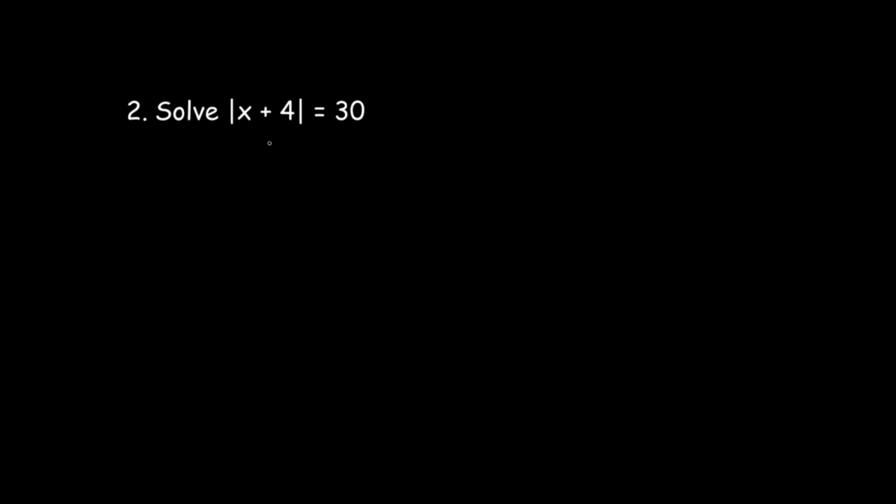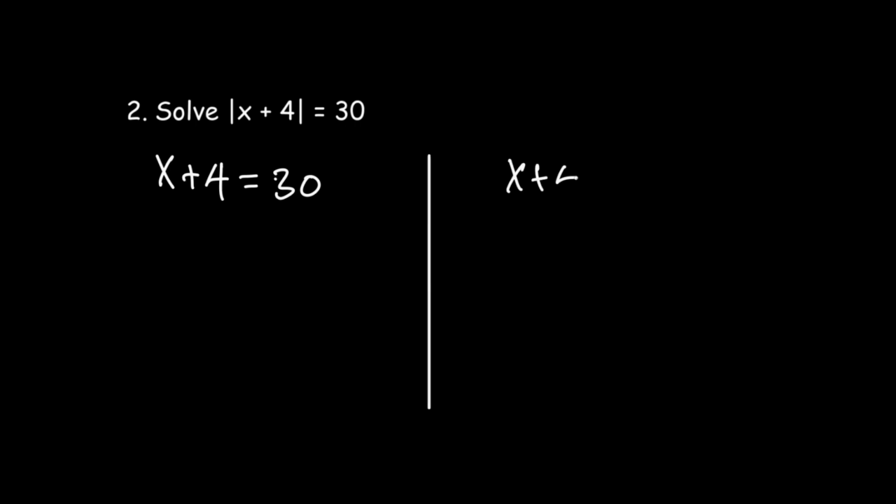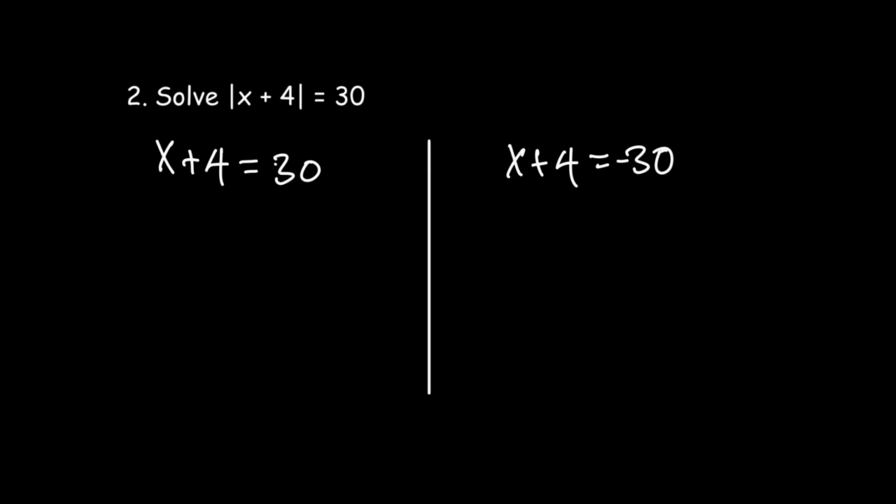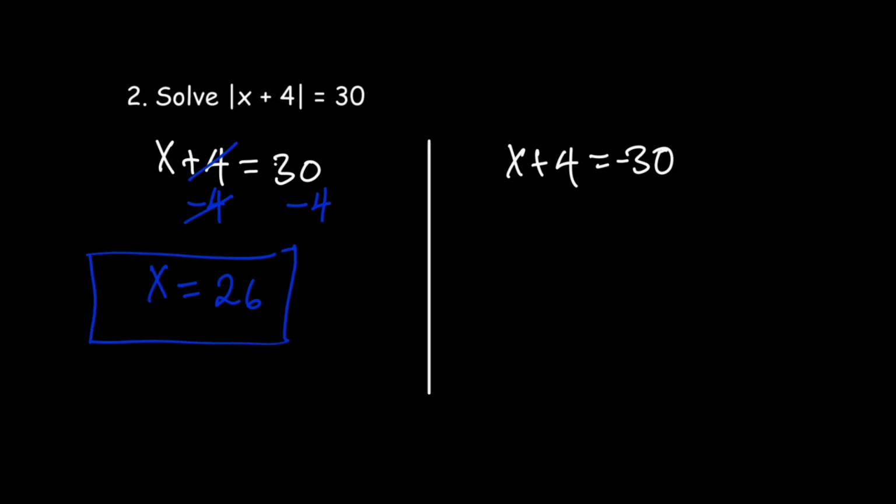Now this is our very next question. We have solve |x + 4| = 30. Again, we're going to be getting two equations. The first one is going to be x + 4 = +30, and the second one is going to be x + 4 = -30. Then from here, I'm going to subtract 4 from both sides just because I want this 4 to leave, and I'm getting x equal to positive 30 minus 4, which gives me positive 26, and that is pretty much it.